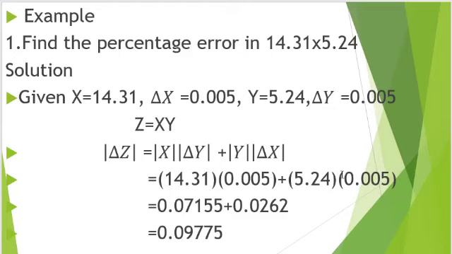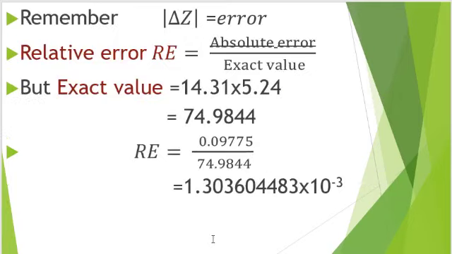Now when you feed this in the calculator, you come up with the answer 0.09775. That is our absolute error. Change in z is our error or absolute error. Relative error is absolute error over the exact value. But so far, we've got the absolute error; the exact value we've not got yet.